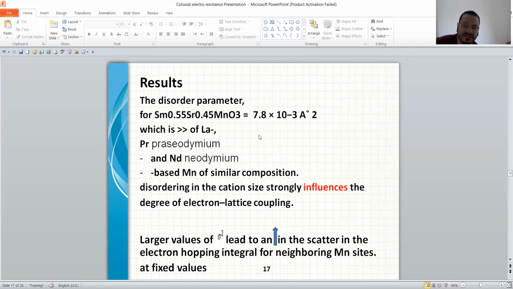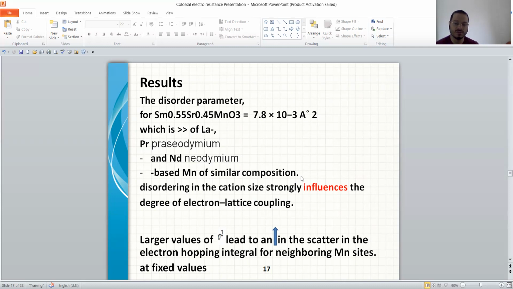The disorder parameter here, like I said before, is bigger than that of lanthanum, bigger than praseodymium, bigger than neodymium, based manganese of similar composition. Disorder in the cation size strongly influences the degree of electron lattice coupling. This influence has a direct effect on the degree of electron lattice coupling.